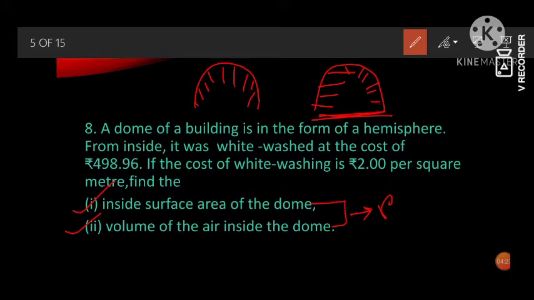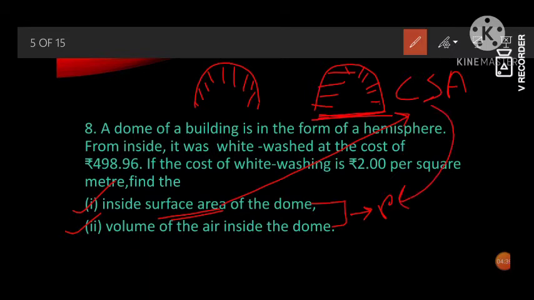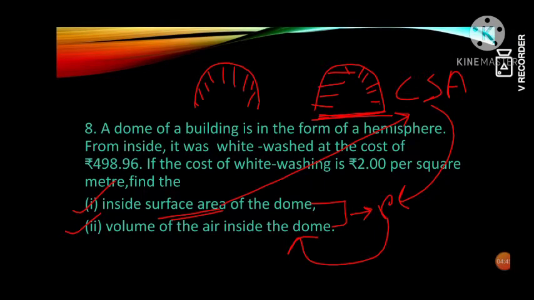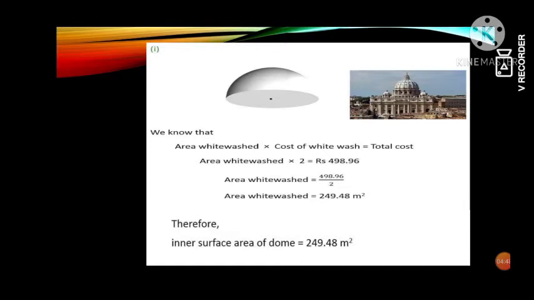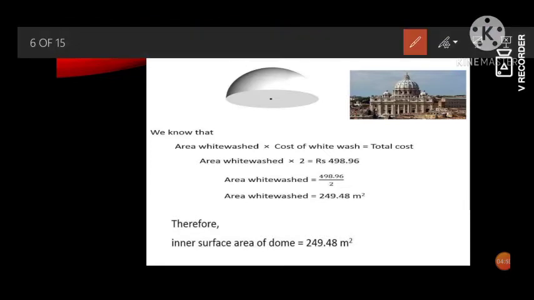And then we are going to use the formula for curved surface area. Here the inside surface area will be the curved surface area. Then from there we are going to find r, and then after finding r we are going to find the volume. So let us see how the sum is being done. So this is the dome. We know that area whitewashed into cost of whitewashing is equals to total cost.